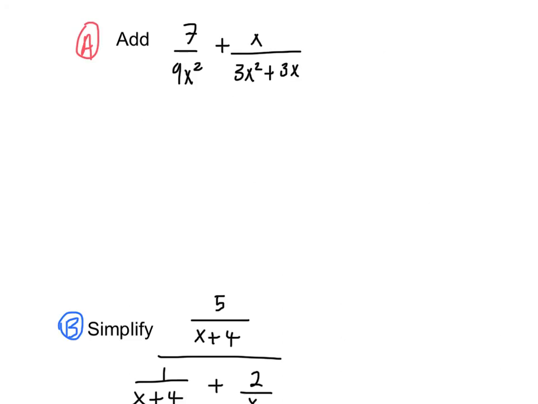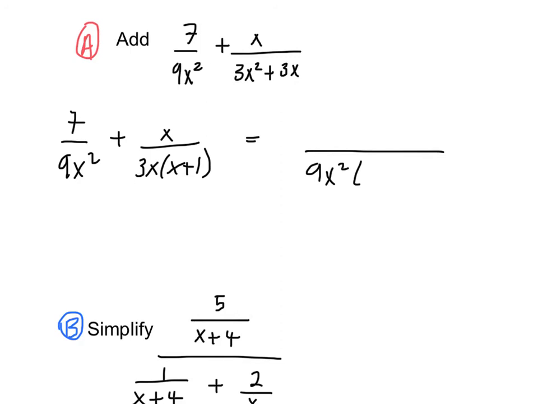So in our first problem, we're told to add 7 over 9x squared to x over 3x squared plus 3x. So first, let's factor both of these. Well, really, we're just going to be factoring the second one. So 3x times x plus 1. Then we want to have as our least common multiple of these two terms, 9x squared and x times x plus 1.